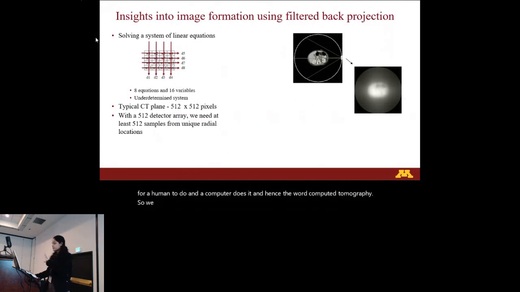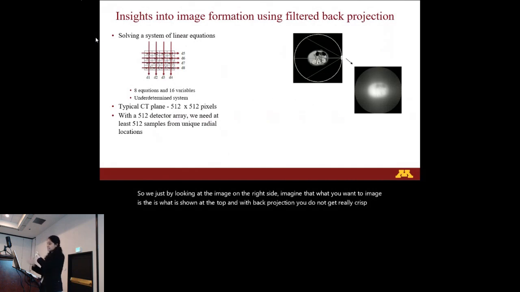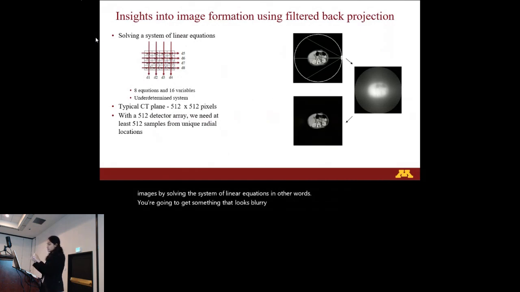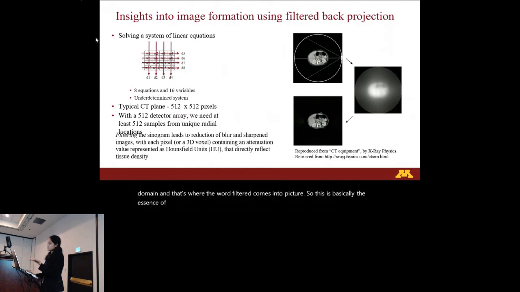Just by looking at the image on the right side, imagine that what you want to image is what is shown at the top. With back projection, you do not get really crisp images by solving the system of linear equations. In other words, you're going to get something that looks blurry, and you will need to filter it in the image domain, and that's where the word filtered comes into the picture. So this is basically the essence of filtered back projection. It takes us from the sinogram domain to the image domain, and you're going to end up getting densities, which are represented as Hounsfield units, and that correlates directly with what kind of tissue it is that you're imaging.